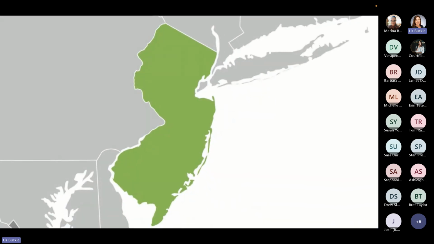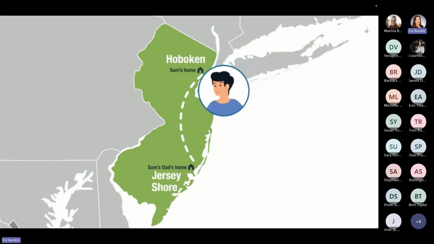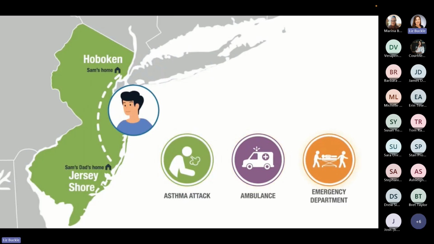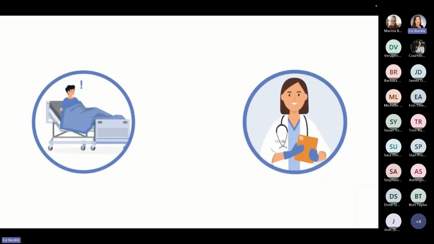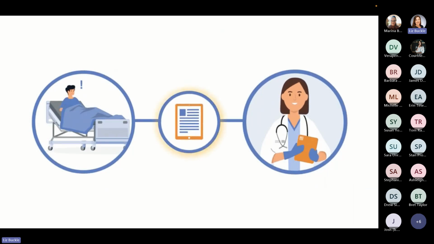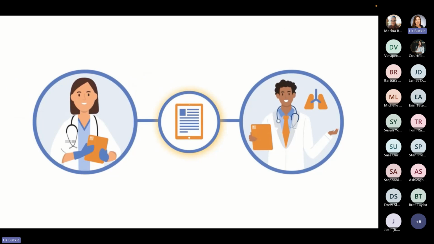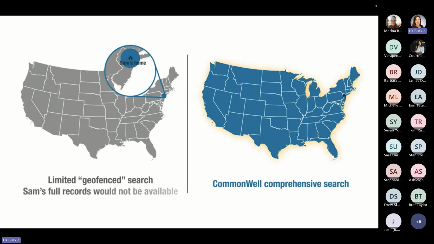Take this real-world example. Sam lives in Hoboken, New Jersey. While visiting his father 73 miles south on the Jersey shore, he suffers an asthma attack that requires an ambulance trip to the emergency department. Sam struggles to speak clearly. ED providers urgently need his data to treat him. Then they need to share his ED data with his pulmonologist in Hoboken to review once Sam is back home. With a limited geo-fenced search, Sam's full records would not be available.